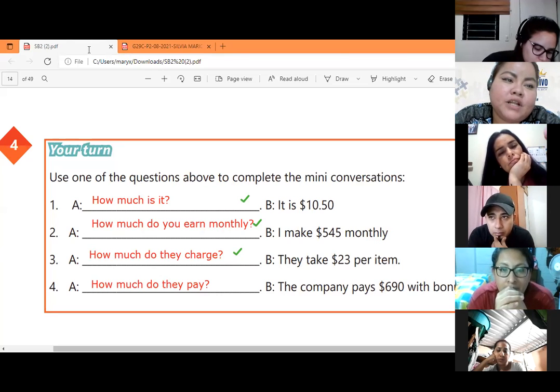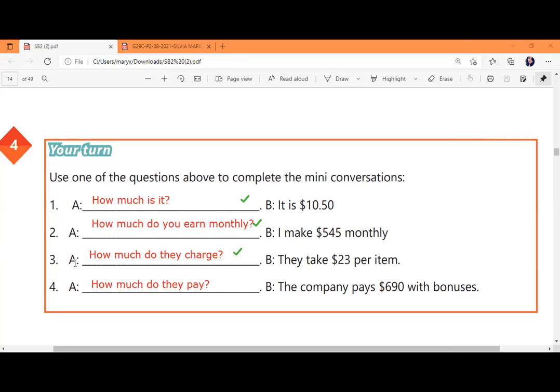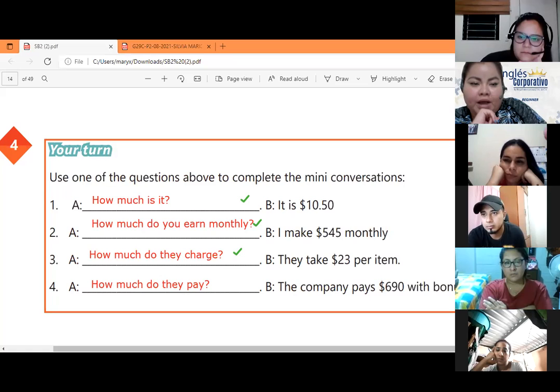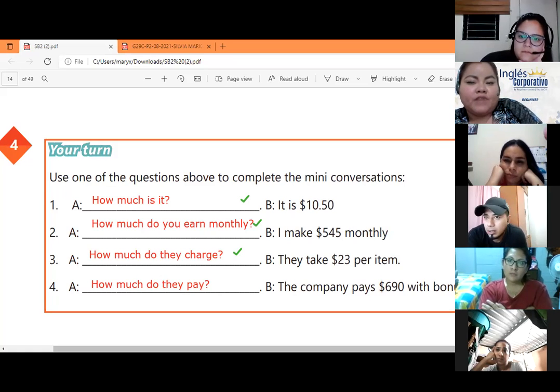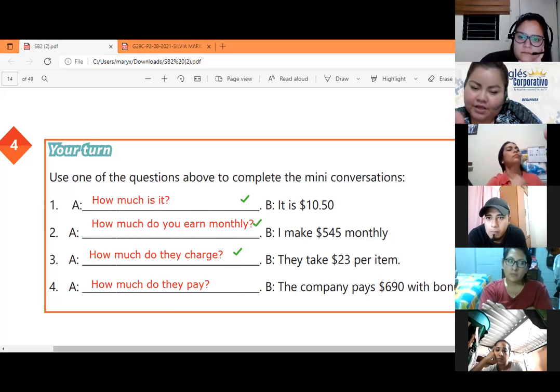Porque no podemos decir how much does it pay? Porque en realidad acá, si dijéramos how much does it, sabemos que it se refiere a una cosa. Y una cosa no nos va a pagar. Pero cuando nos referimos a la compañía, sabemos que nos estamos refiriendo a los sujetos de la compañía. ¿Ok? Thank you so much.